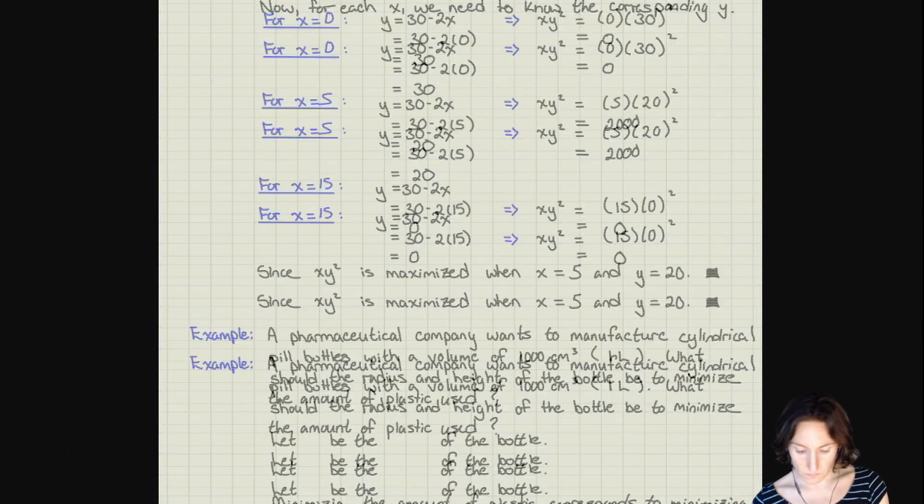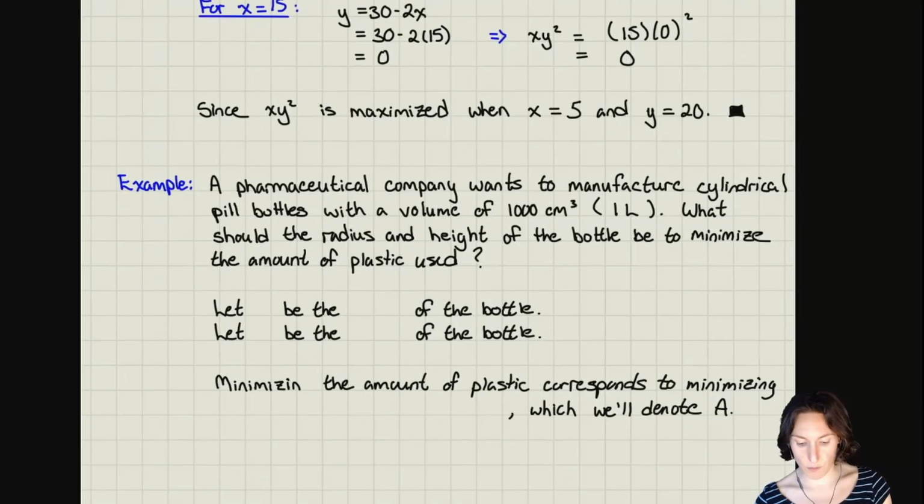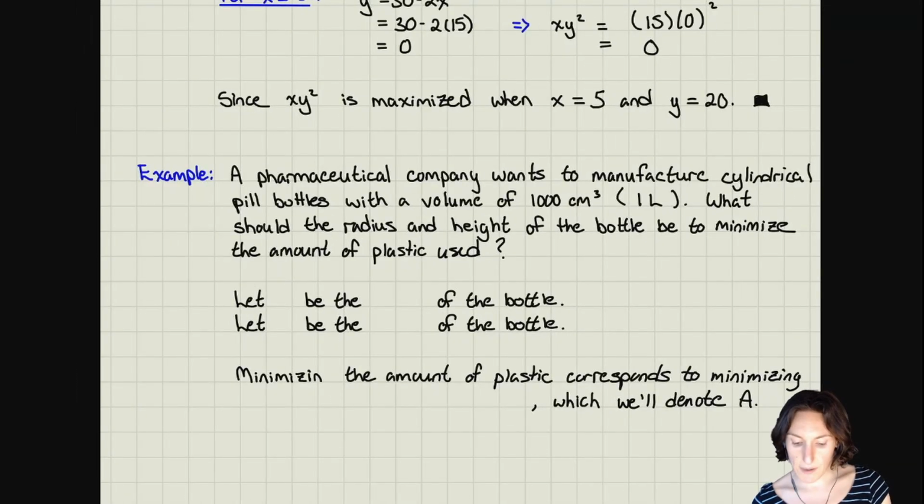Okay, now let's do more of a physical problem. So say we have a pharmaceutical company, they want to manufacture cylindrical pill bottles with a certain volume of 1 liter, which remember corresponds to 1,000 centimeters cubed. Now, what should the radius and height of the bottles be that'll minimize the amount of plastic used, so then you can minimize your cost? Okay, so for this type of problem, we aren't really given variables. We have to define them.